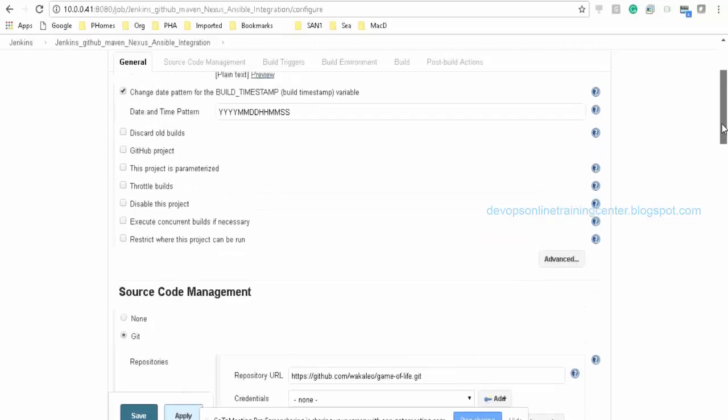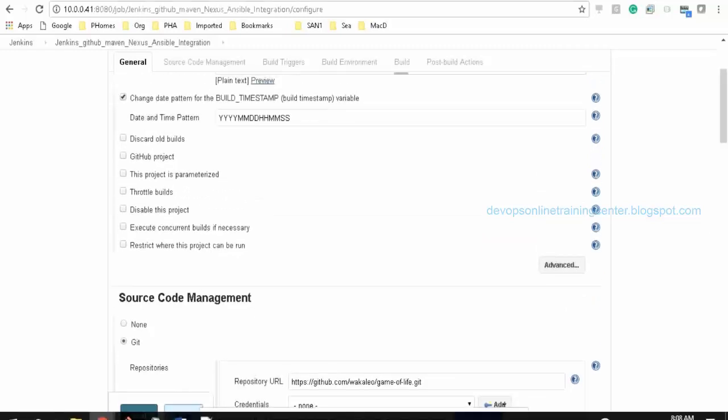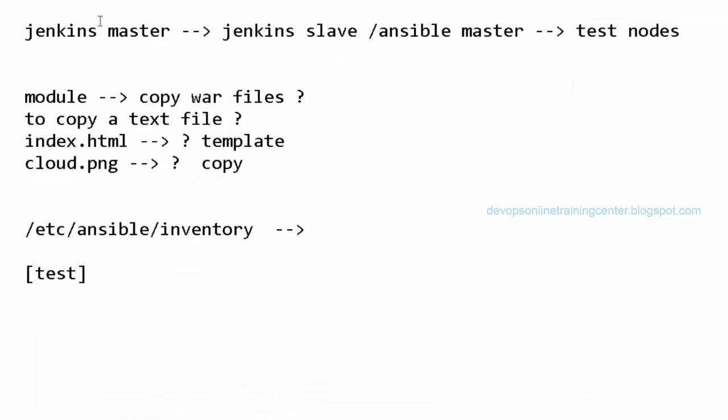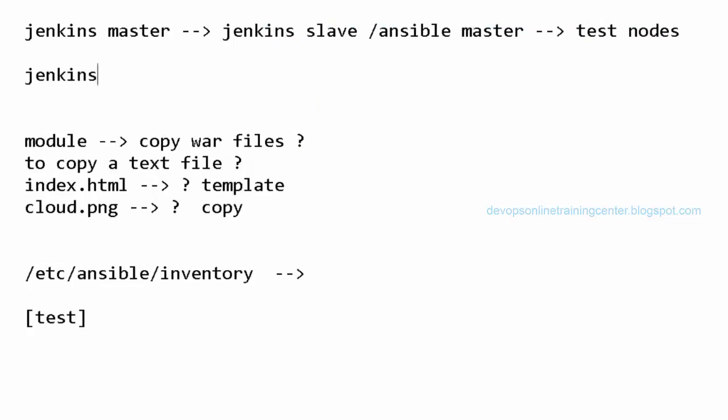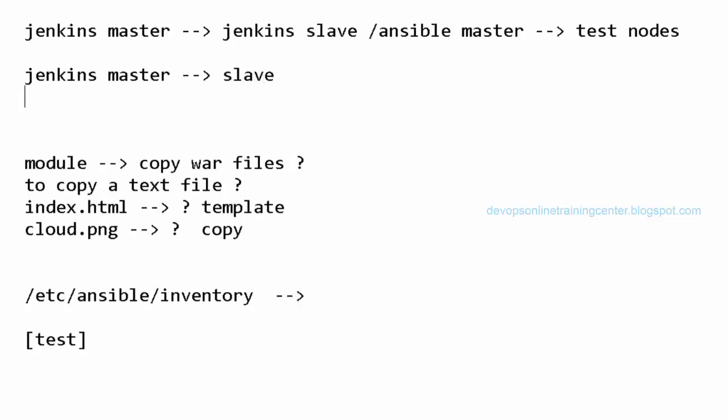Okay, so now for showing this, I need to have three nodes. One is the Jenkins master, the other is the Jenkins slave, and I need to have a test node, right? I don't have that right now. So what I'll do is I'll just configure the Jenkins master, and then I have the slave. I'll configure this as my Ansible master, which is my Jenkins master, and then let us say this is my test node.